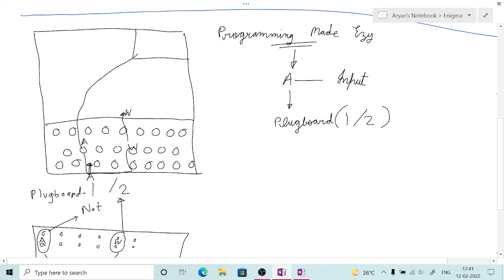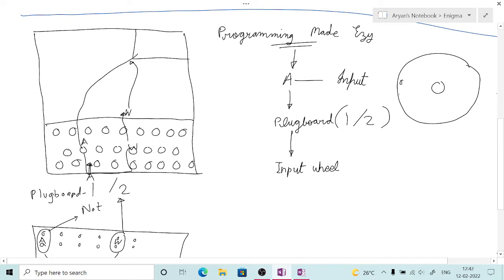And now when it is going as W, what used to happen is that it used to go to the input wheel. The input wheel is another thing we're going to discuss. From the plug board, it is either changed or not changed, which means it is either connected to some other alphabet or it is not. Then it used to go to the input wheel, which is something great. This is where the whole movie's trailer actually starts.